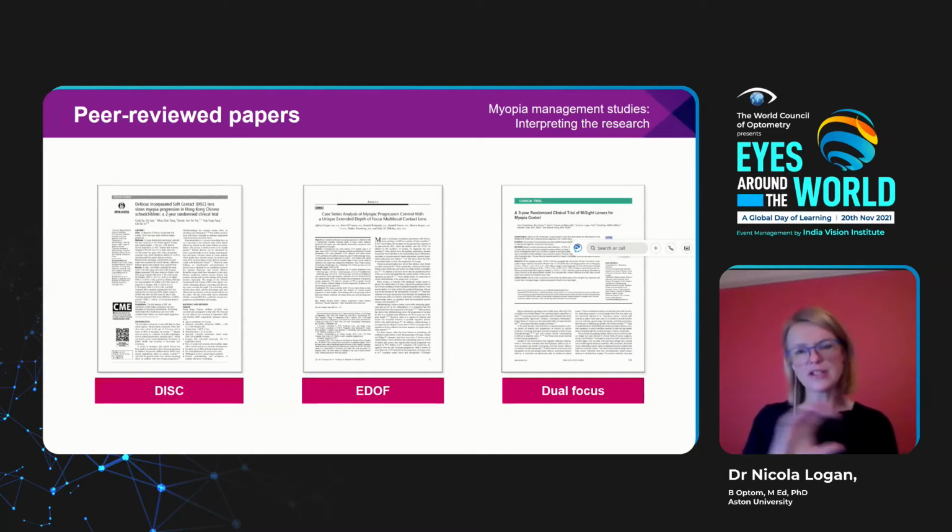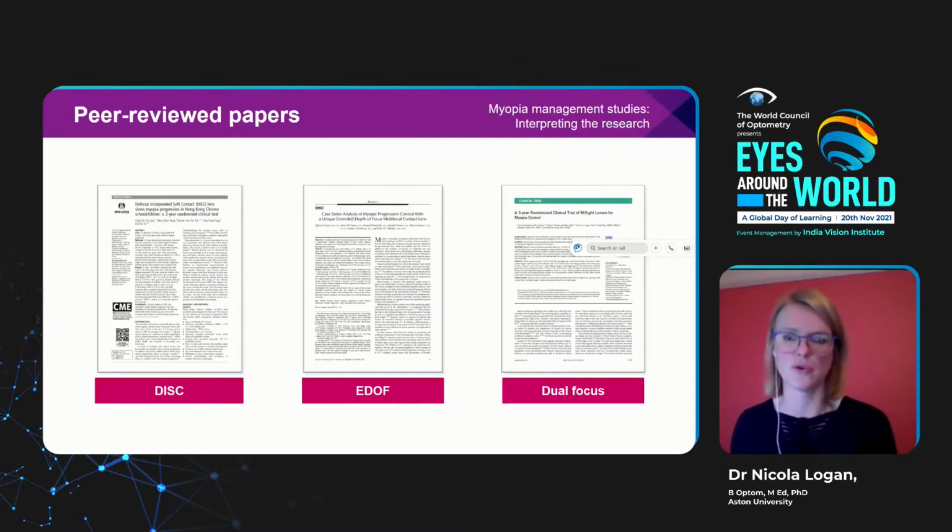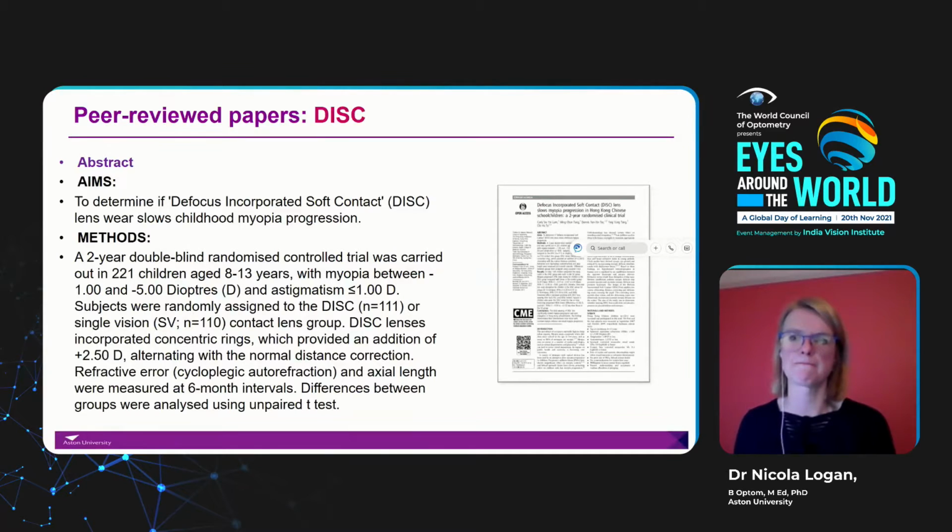They're all related to myopia management. They all relate to soft daily disposable contact lenses. They all have different designs to try and slow myopia progression in children. One is a disc lens, the other is an extended depth of focus lens, and the third one is a dual focus contact lens. So let's have a little look at those in a little bit more detail.